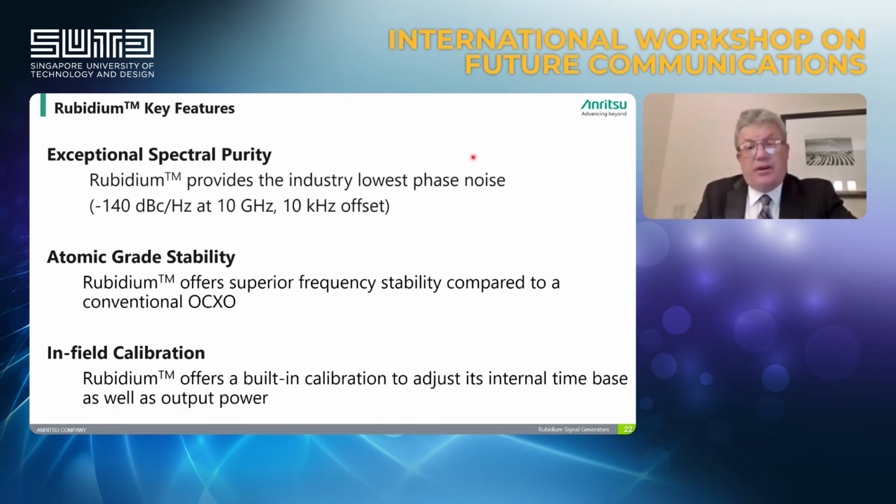To summarize the features of this new technology and the new signal generator, I can say that the rubidium signal generator provides exceptional spectral purity. Specifically, it provides minus 140 dBc per hertz phase noise at 10 gigahertz output and 10 kilohertz offset. Currently, it's the industry lowest phase noise for broadband RF microwave signal generator instruments.